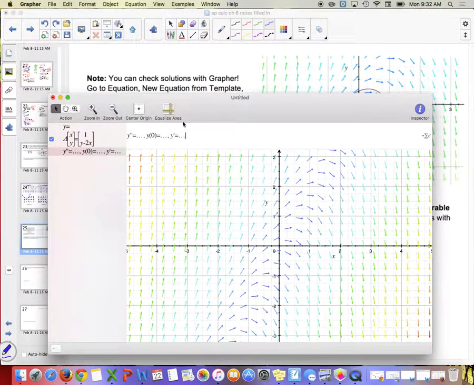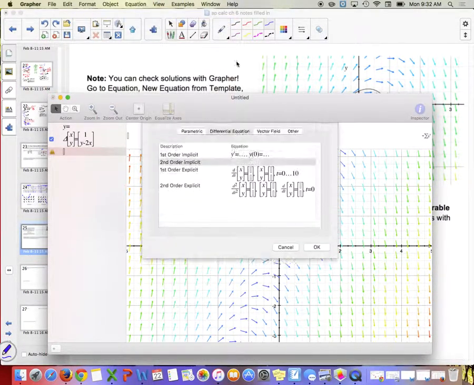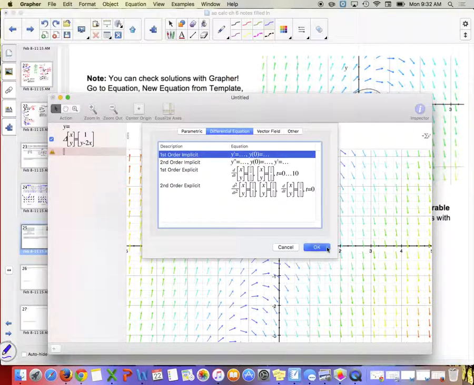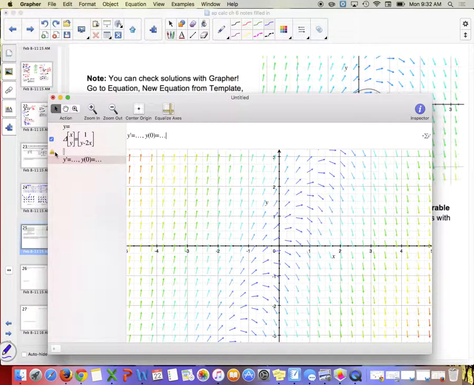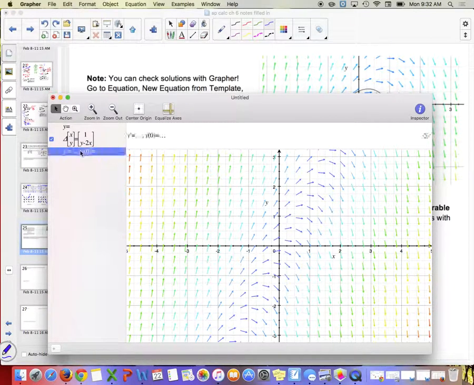We would do, whoops, I did second order. Second order means second derivative. I need to do first order implicit. I hit the wrong thing. So new equation from template, first order implicit. There we go. Get rid of that one. Okay. All right, so when I click on this one, I want to put in that y minus 2x for the first thing.